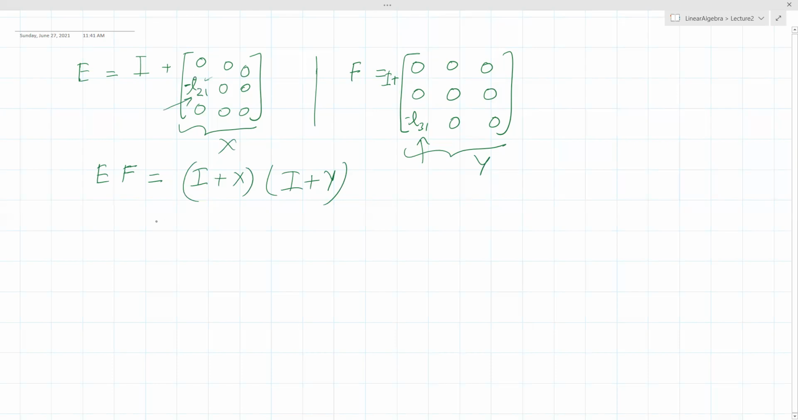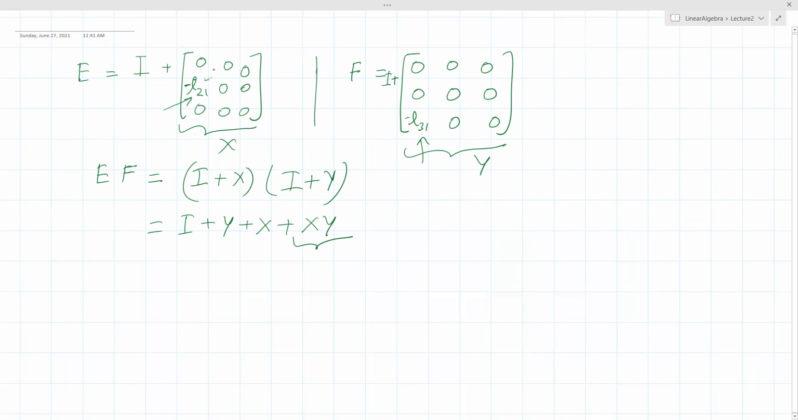So if I multiply EF, now let us see what happens. I times I is I squared, which is I. What about I into Y? Y. Plus Y. What about X into Y? X, X. Plus XY. Now let us see what the value of XY is going to be for this particular configuration. Every element is 0 except one, and in this case also every element is 0 except one.